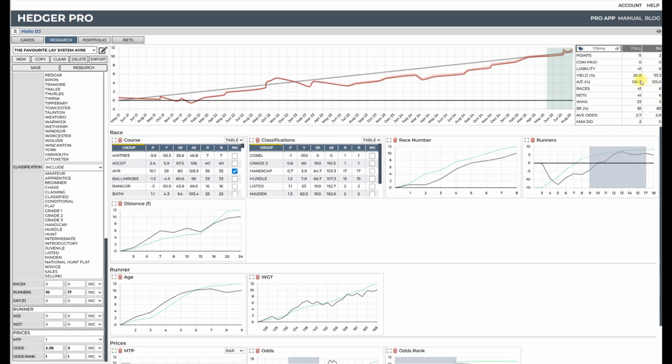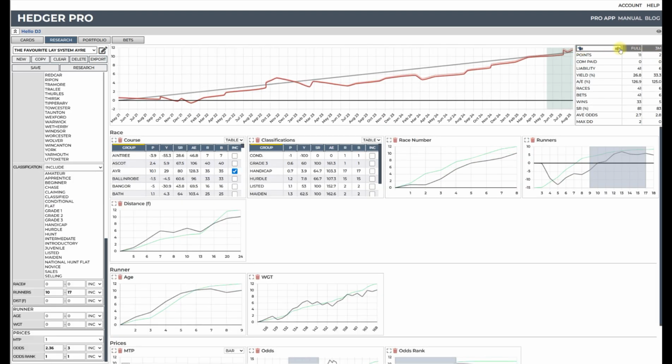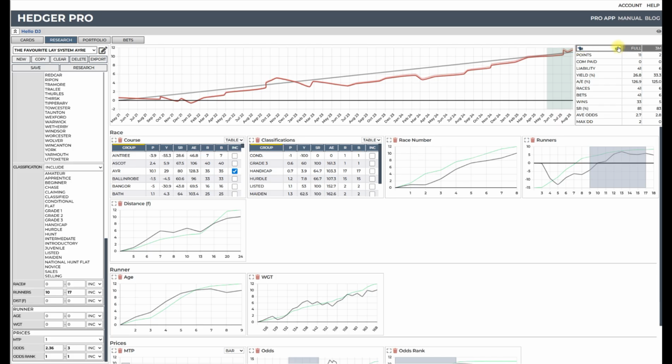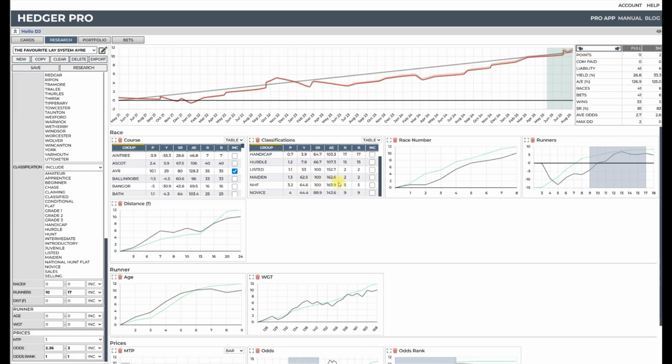Performance, strike rate, yield, AE, decent number of races, performance over time. Let's have a look at the classifications. If anything is a standout that isn't doing us any favours, we can exclude that. It gives it a little bit of a boost. It's dropped over the past few months, but it has. Yes, that's interesting. So excluding the conditional over the past few months and overall actually hasn't worked in our favour. So we don't need to exclude that. That's fine.